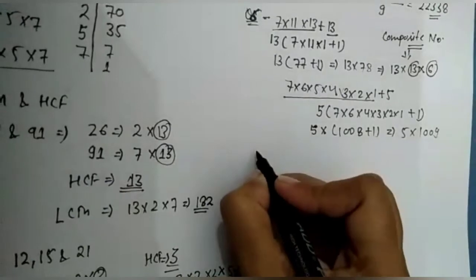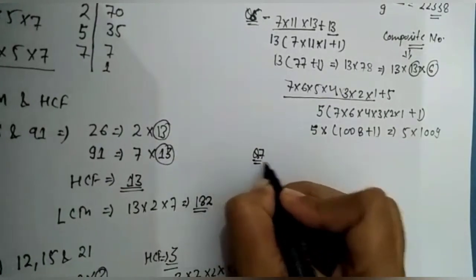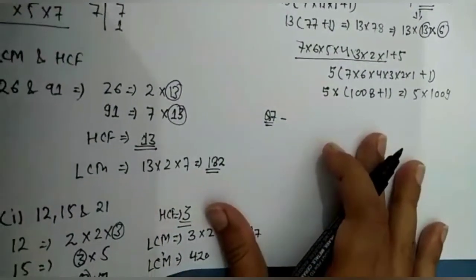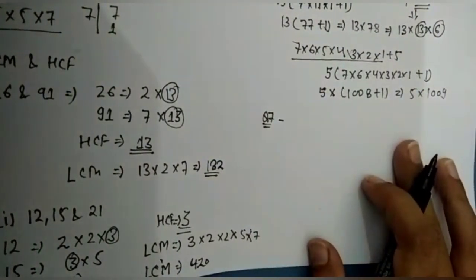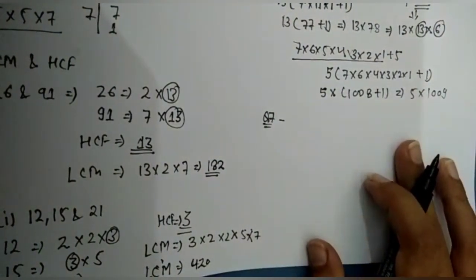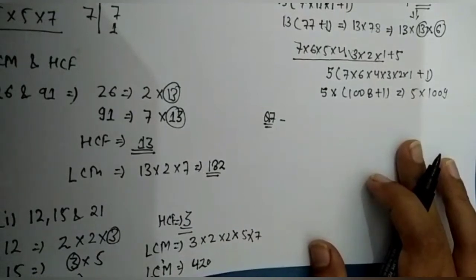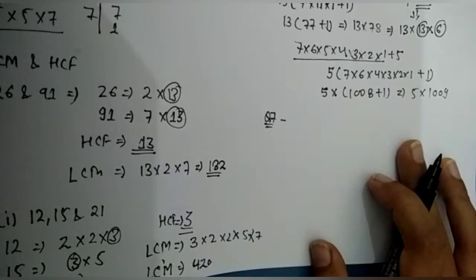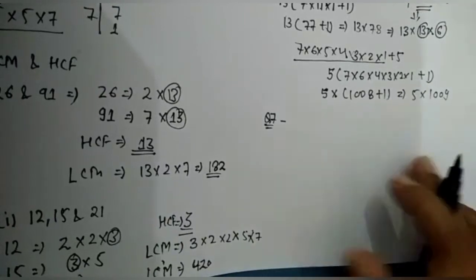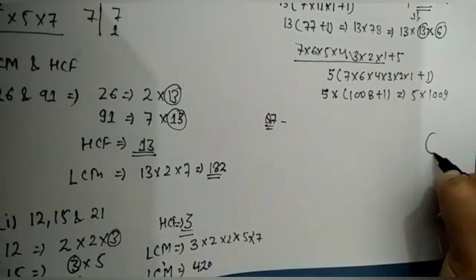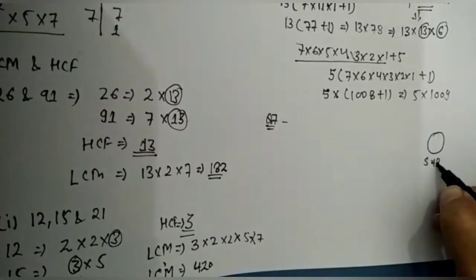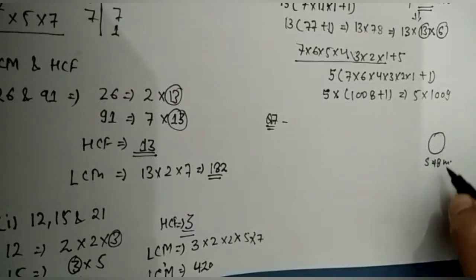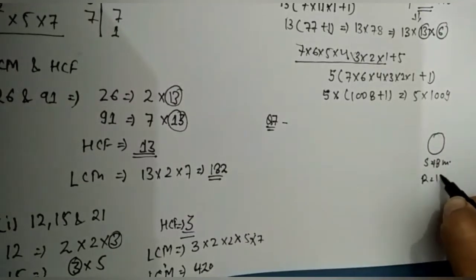Now come to the last question of this exercise, that is question number 7. The question is: there is a circular path around a sports field. Sonia takes 18 minutes to drive one round of the field, while Ravi takes 12 minutes. We have a circular path. Sonia takes 18 minutes to drive one round and Ravi takes 12 minutes.